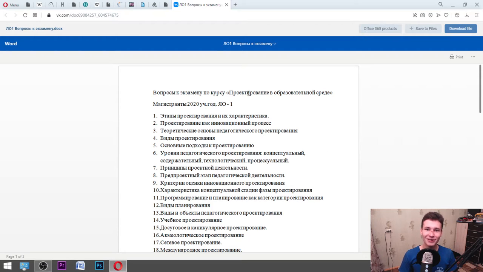And here is the проектирование в образовательной среде. What does it mean? It means designing in educational environment, okay? And it is вопрос к экзамену по курсу. It means the questions for an exam on the course of project creating in educational environment. And for whom is it? Магистранты, it means master's degree students.